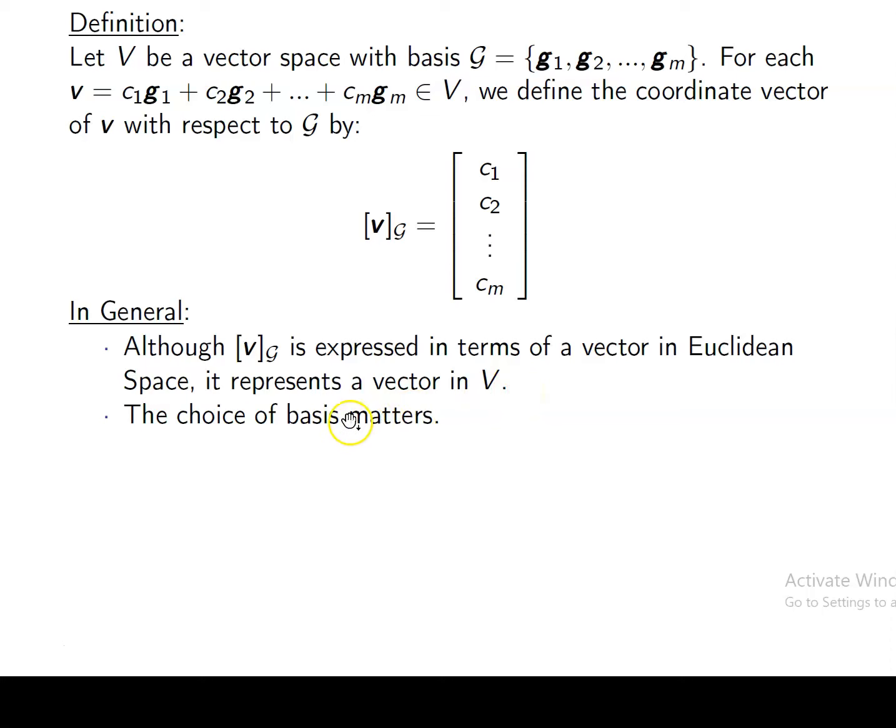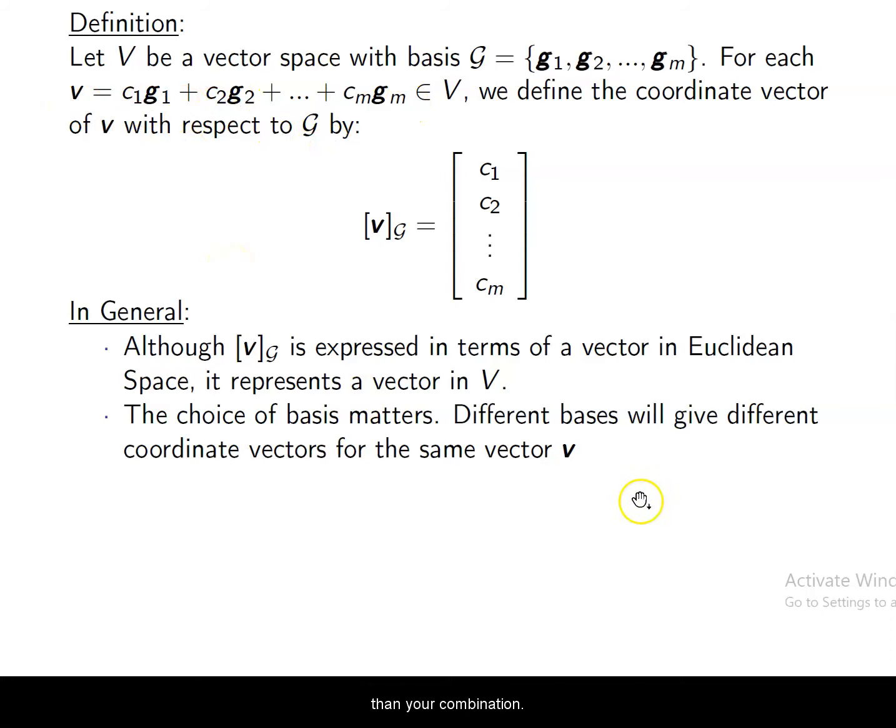Okay. The choice of basis matters, meaning if this is my basis, this will be my representation. If I have a different basis for the same vector space, my coordinate vector representation will change as well, because I'll have different scalar values to represent the same vector, since I'll have a different set of basis vectors. It'll be a different linear combination. So different bases will give different coordinate vectors for the same vector V.